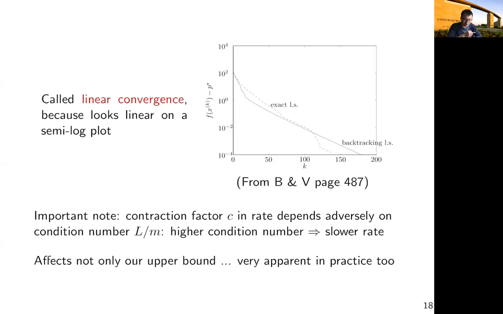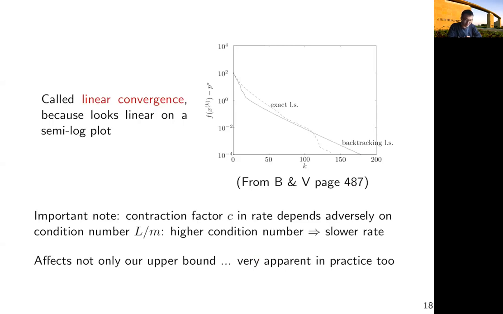If we plot the convergence on the vertical axis, let's plot the suboptimality gap. On the horizontal axis, let's plot the number of iterations. So the geometric convergence is called linear convergence because it looks like a linear line on the semi-log plot, when the vertical axis is on the log scale and the horizontal axis is on the linear scale.